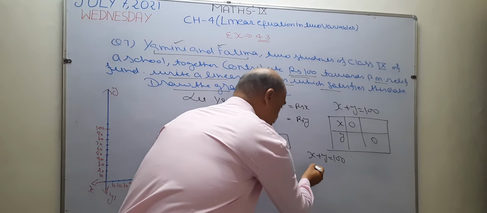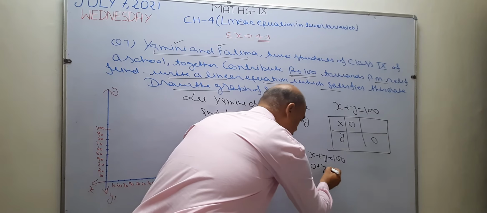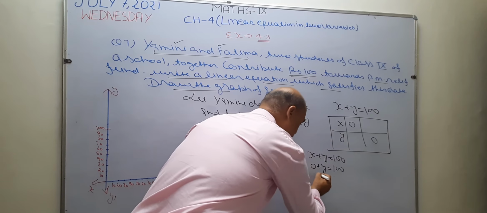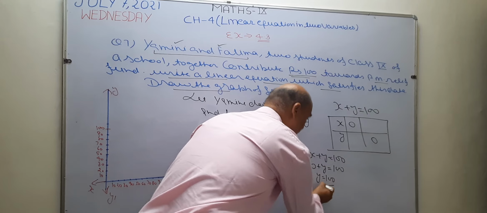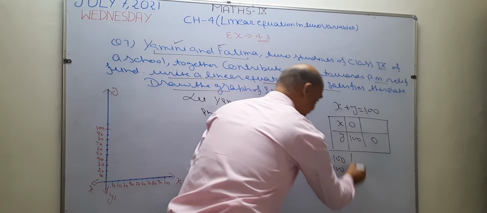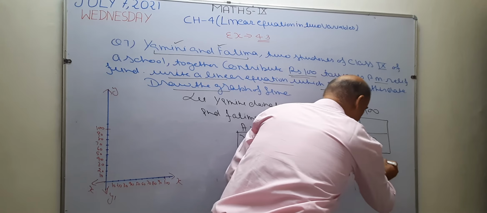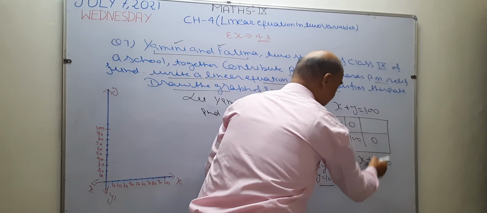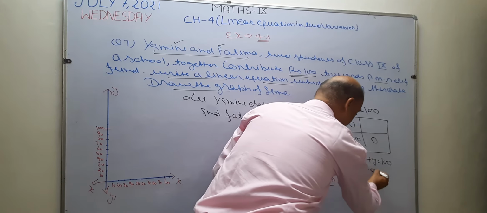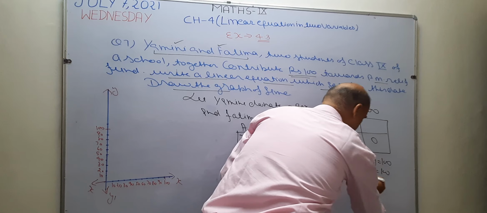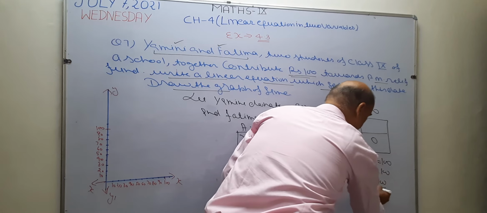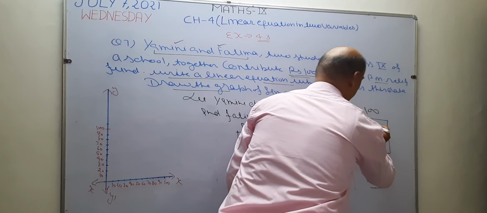Take x = 0. So instead of x, I write 0. So 0 plus y, 0. So the value of y becomes 100. Write here 100. Next time, write the given equation again. This time take y = 0. So instead of y, I write 0. x plus 0 is x, and this becomes equal to 100. So the value of x becomes 100.